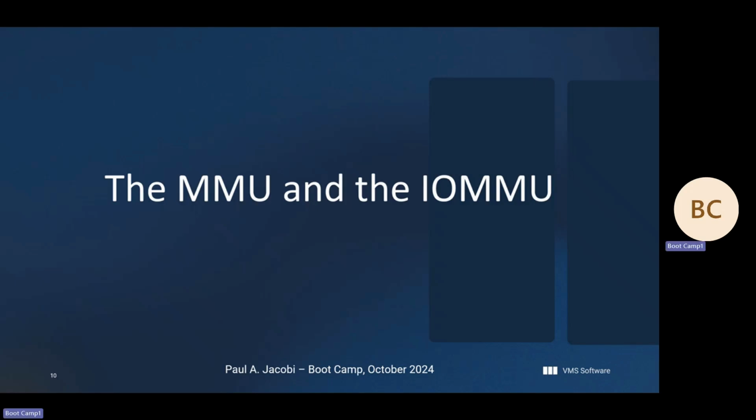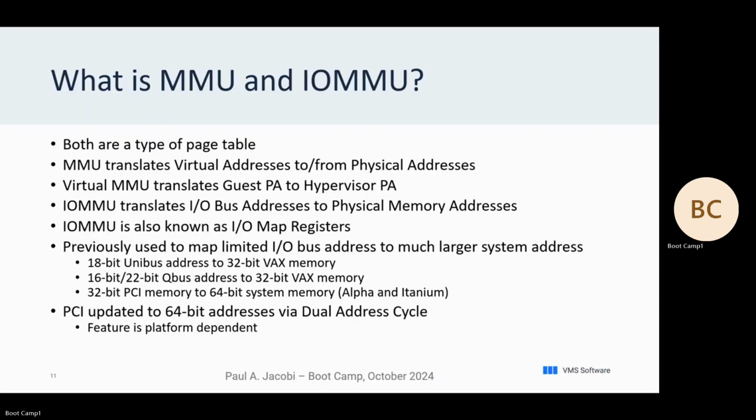So what is this thing called the MMU and the IO MMU? Well, both are basically a type of page tables. We know the MMU is the thing that translates the CPU's virtual addresses into physical addresses. When you have a hypervisor involved, you have something called a virtual MMU, which translates guest physical addresses into host physical addresses, one more layer. And in contrast, the IO MMU translates an IO bus address to a physical memory address. The IO MMU is also known as IO map registers.